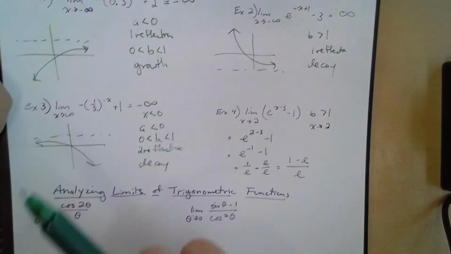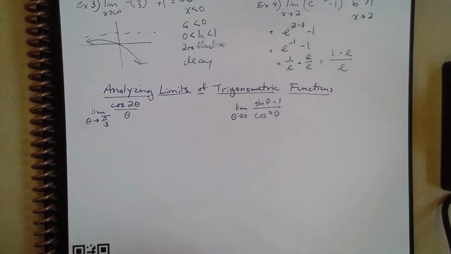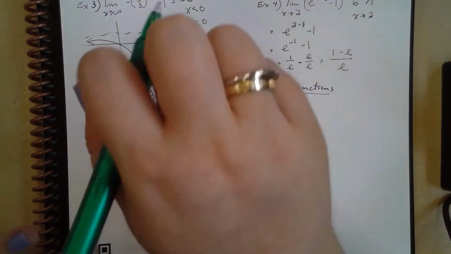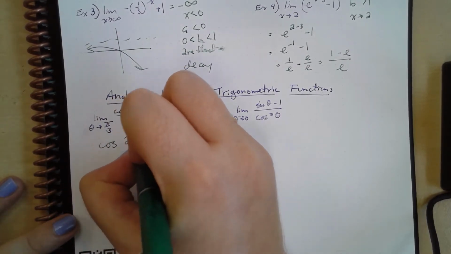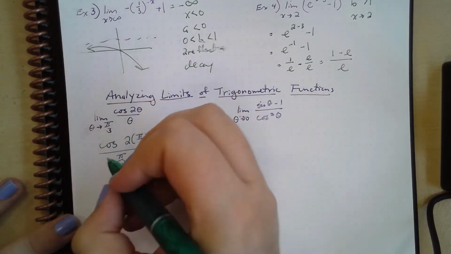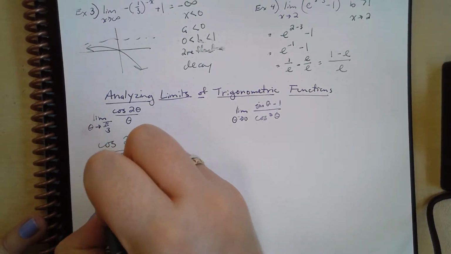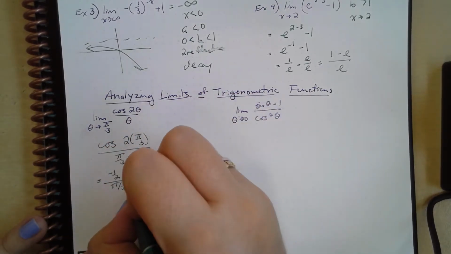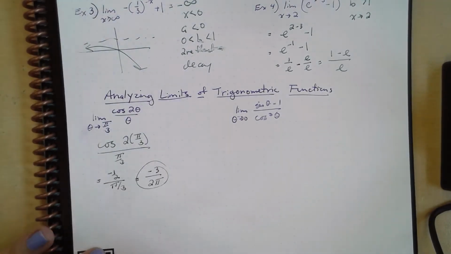So let's actually now talk about trigonometric functions. And these are some of my favorites. We do them a lot in calculus, and we're going to keep doing them. But here we have the limit as theta goes to pi over 3 of cosine of 2 theta over theta. We can do this just using direct substitution, like we've done other limits before. So here we're going to have the cosine of 2 times pi over 3, over pi over 3, which is going to become the cosine of 2 pi over 3, which is negative 1/2, over pi over 3. And if we simplify this all up, it looks like we're going to get negative 3 over 2 pi. Beautiful. Easy peasy.